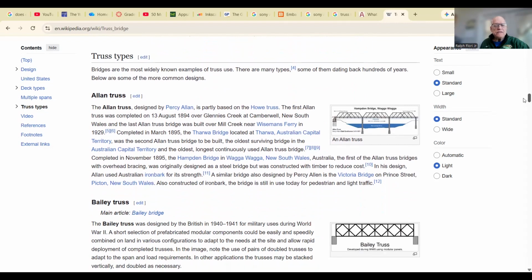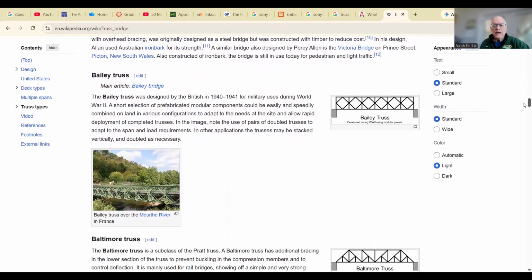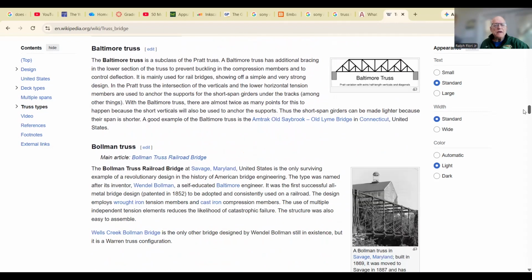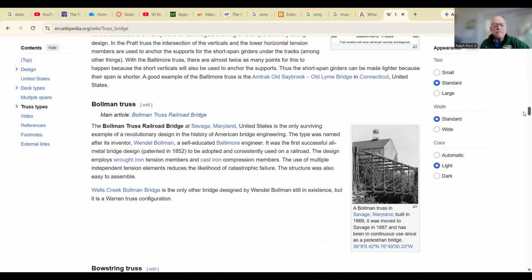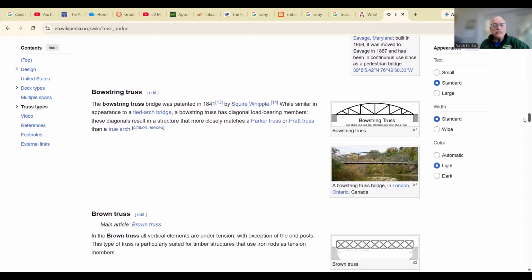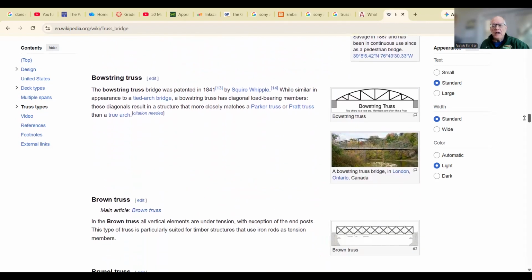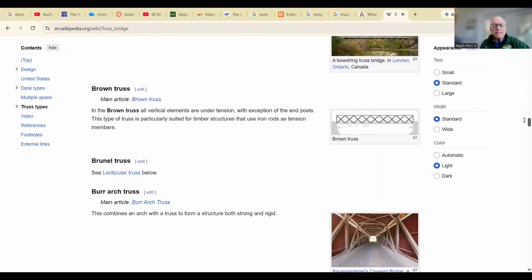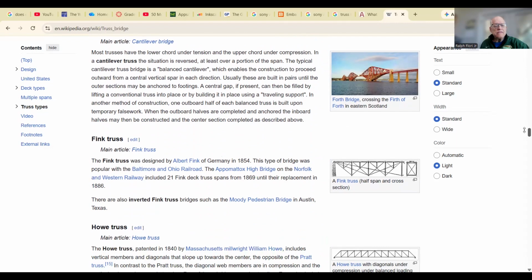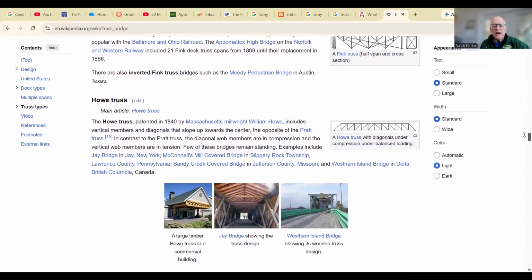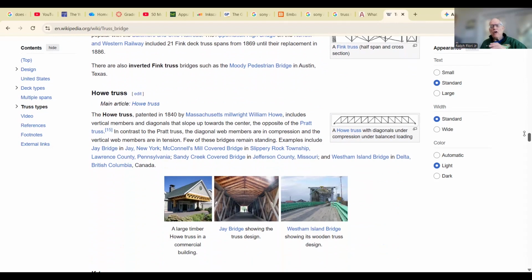An Allen truss, a Bailey truss, a Baltimore truss, a bowstring truss with a curved top, a Brown truss, a Howe truss, all these different names kind of named after a person who popularized them. And so it's just interesting. It's interesting from a historical perspective, these different trusses. So you should look that up.